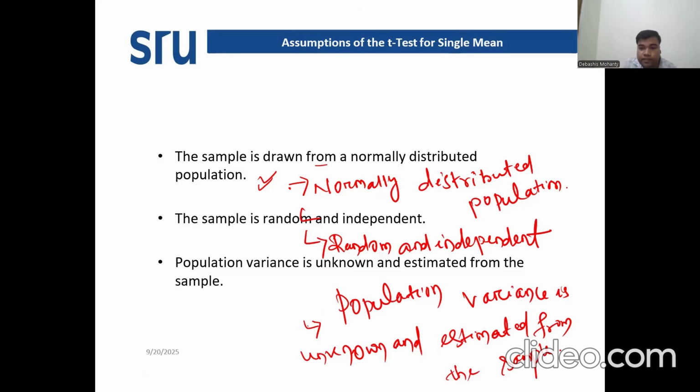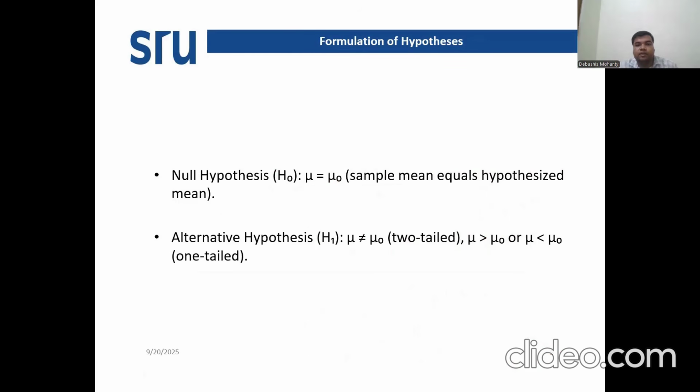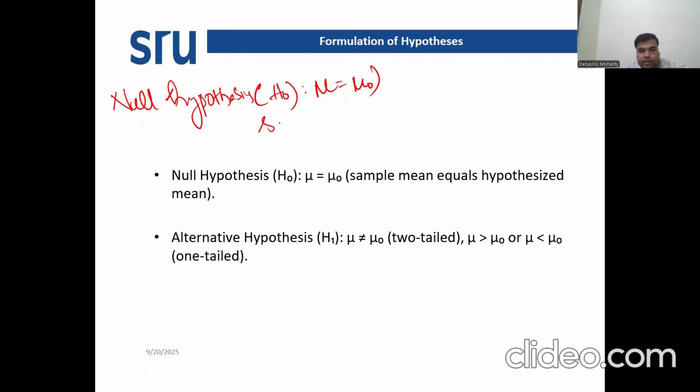Okay, students, next coming to the formulation of hypothesis. In the first formulation, we have the null hypothesis, H0: mu is equal to mu naught, which means the sample mean is equal to the hypothesized mean.